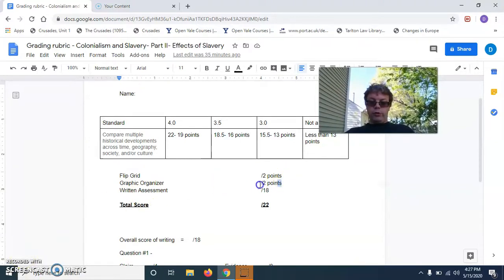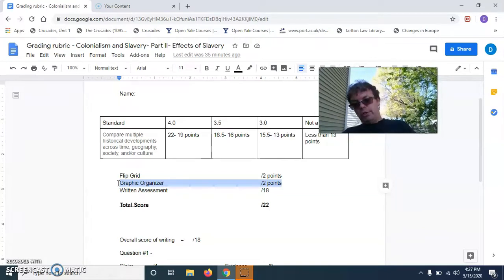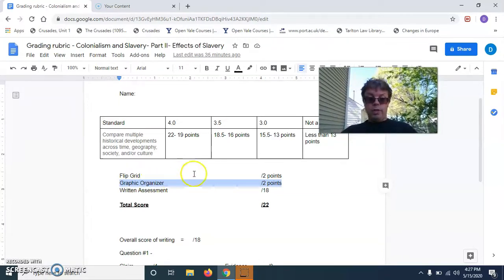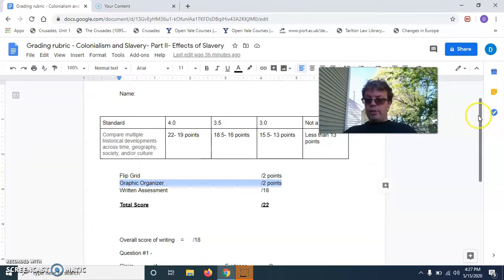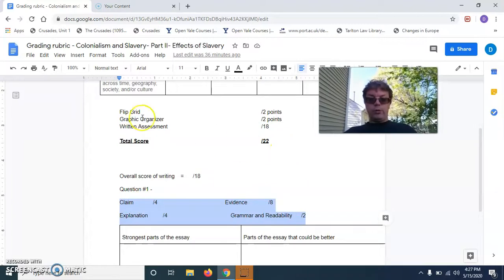2 points for your graphic organizer. That's the graphic organizer under your hour and under your name that you have to fill out, the CEE graphic organizer. So if you don't do that, you'll get a 0. If you do it well, you'll get a 2. And then you're graded as claim, evidence, explanation, and also with your readability and grammar right there. And that is how you'll be graded.